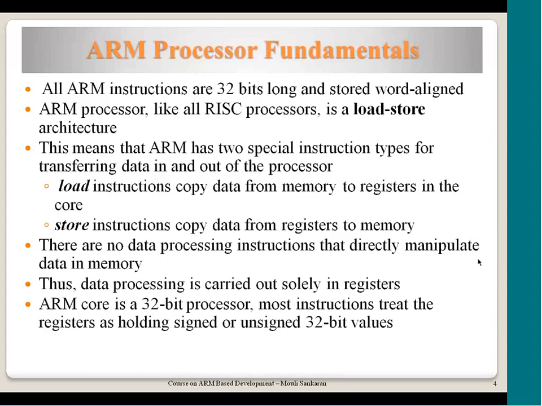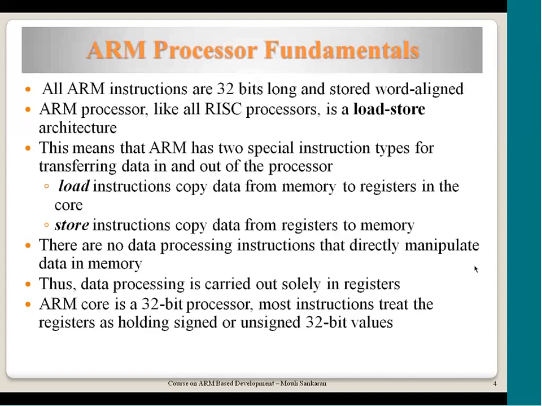And the ARM core is a 32-bit processor, and most of the instructions treat the registers as holding a signed or unsigned 32-bit value. I have mentioned signed and unsigned earlier. The processor doesn't recognize whether the value stored in a register is signed or unsigned. It changes the flags, like carry, zero, overflow and sign flag, if the instruction allows it to change the condition flags, and based on whether the operand is signed or unsigned, the programmer is supposed to look at the relevant condition bits to understand the outcome of the result.